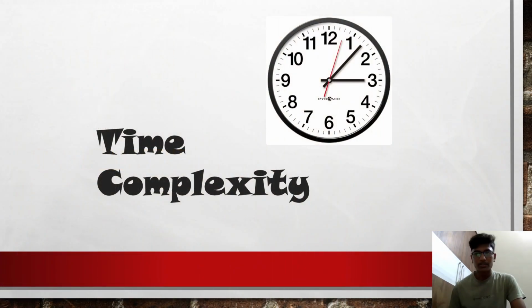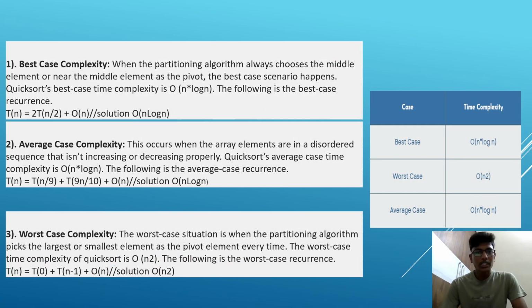Time complexity. There are three cases in time complexity: best case complexity, average case complexity, worst case complexity. Best case complexity. When the partitioning algorithm always chooses the middle element or near the middle element as the pivot, the best case scenario happens.